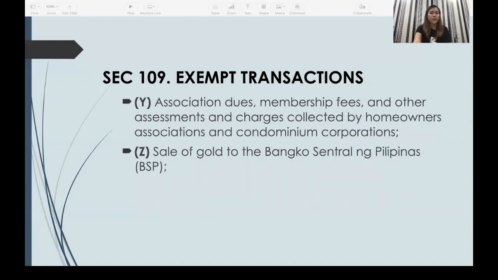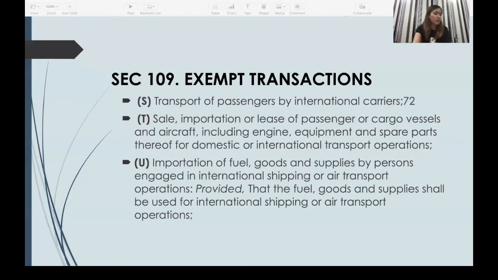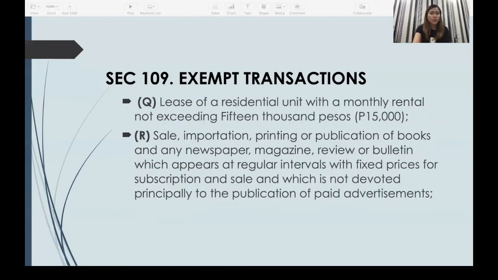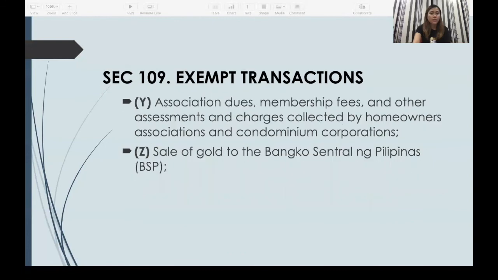Okay? Next is association dues, membership fees, and other assessments and charges collected by homeowners associations and condominium corporations. Ito yung payment, hold on, we missed the Y. Payment for basura, yung mga ilaw, guards. That's why it is on a purely reimbursement basis, but exempt din.